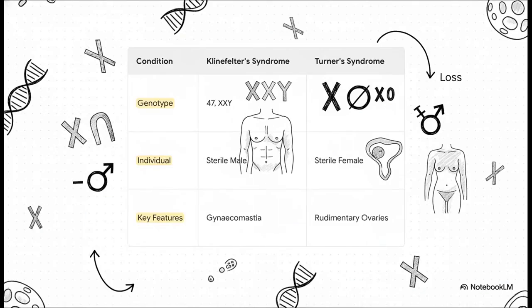Let's break down the genetics here. Someone with Klinefelter syndrome has an extra X chromosome. Their genotype is XXY. This results in a male who is usually sterile and might show some feminine development, like gynecomastia. Now, Turner syndrome is the opposite. It's caused by the absence of a sex chromosome. The genotype is just X0. These individuals are sterile females with underdeveloped ovaries. It's a perfect illustration of how both the gain and the loss of a chromosome can have massive effects.